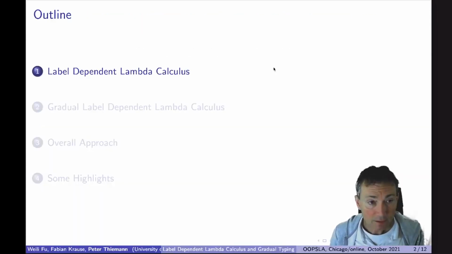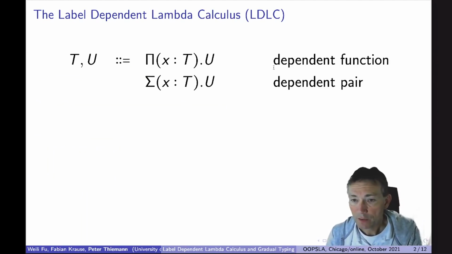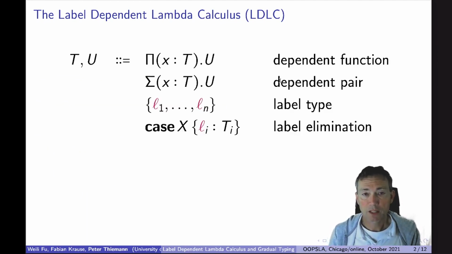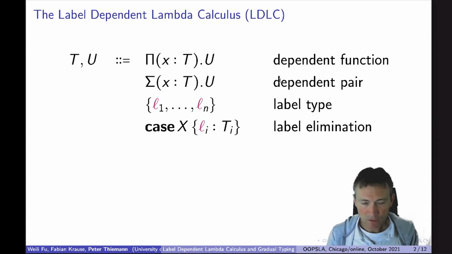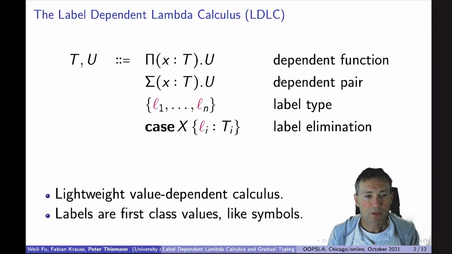Well, let's start with looking at the label-dependent Lambda calculus. This is a language with lightweight dependent types. There is the usual dependent function and pair type, and in addition to that, there are label types, and there is a label elimination construct which takes place on the type level as well as on the value level. As I already said, it's lightweight and value dependent, so the semantics is based on call by value.